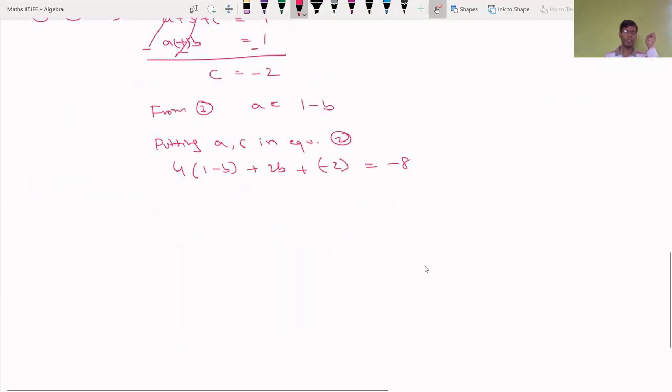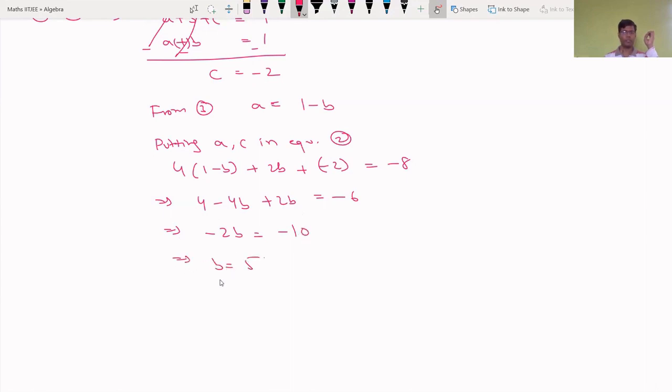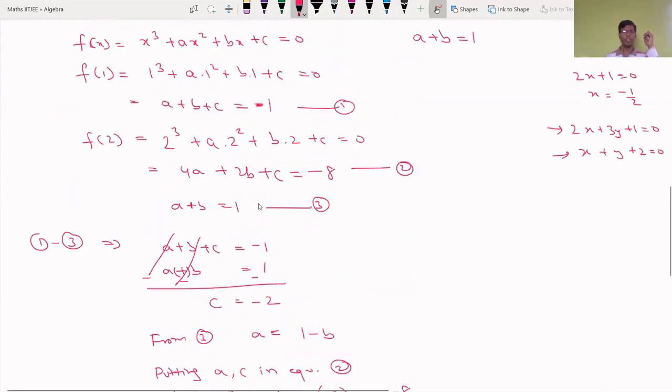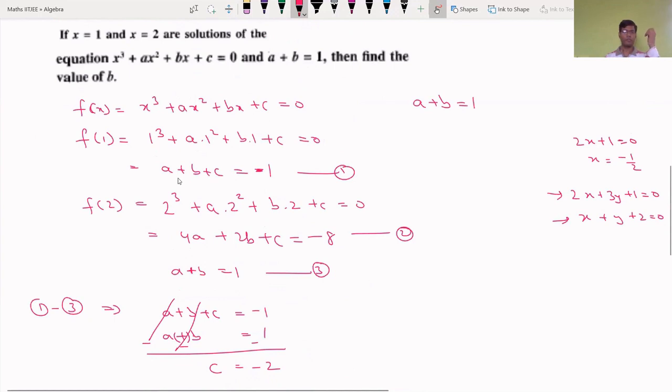Okay. So now from here I will have 4 minus 4b plus 2b. This 2 goes on the other side, it will become plus 2 and it will give me minus 6. So this 4 also I can take on the other side. So this gives us, this will be minus 2b is equal to minus 10, which implies b is equal to 5. So this is the value of b.